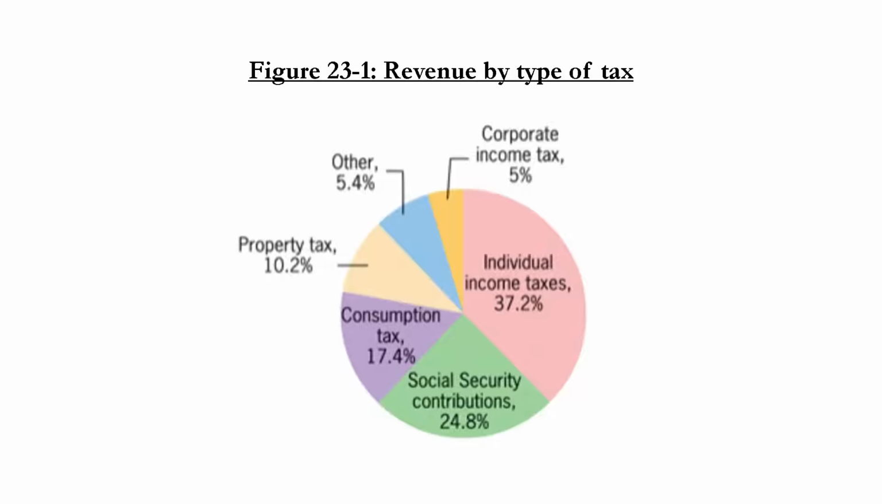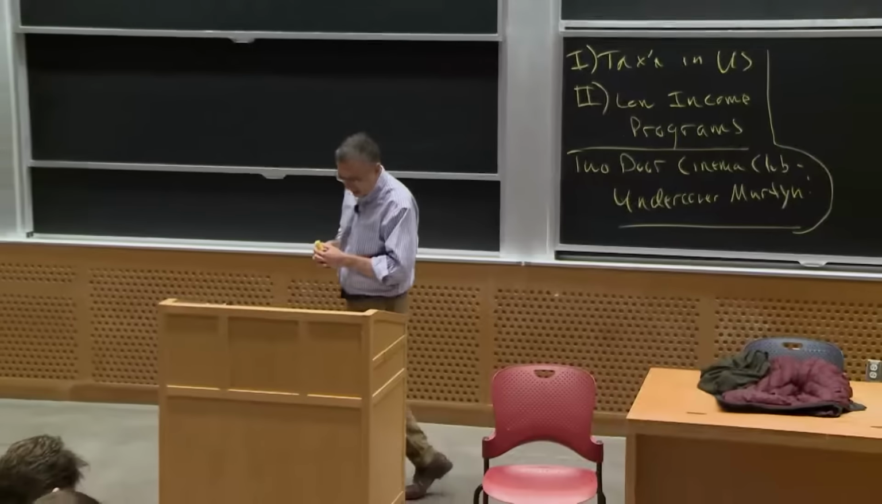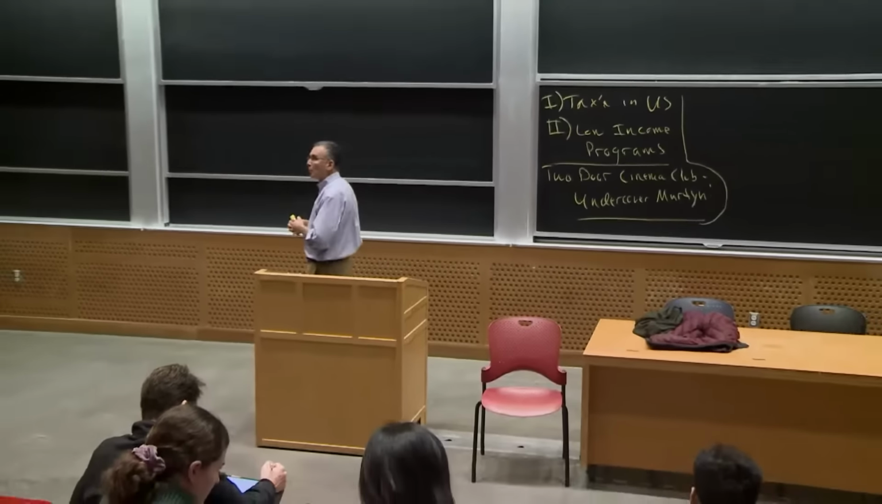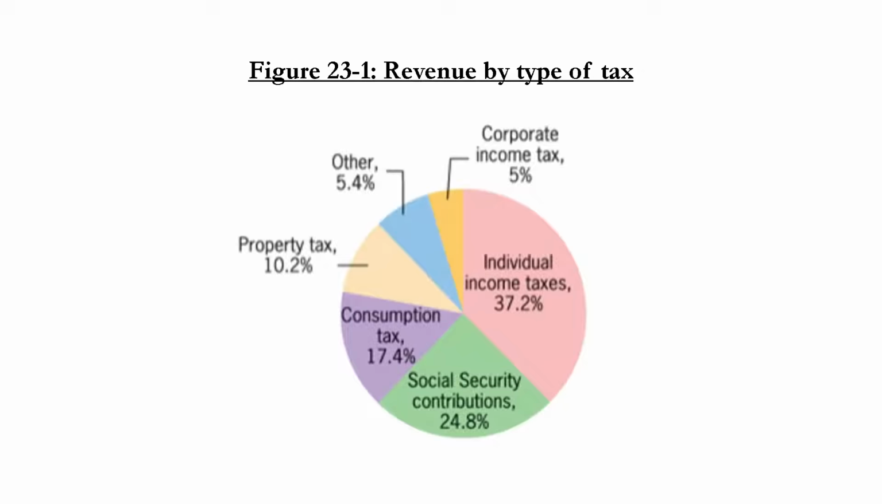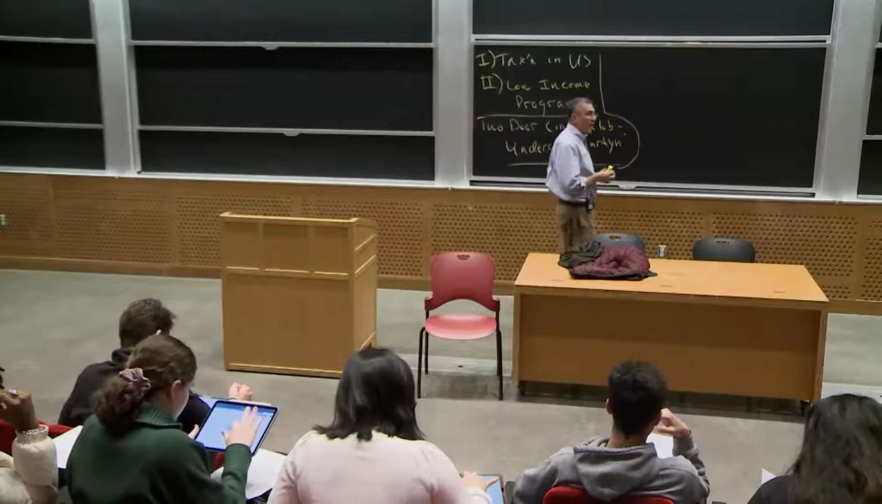The figures today will all be from my textbook. Figure 23.1 shows how we raise money in America. This is a simple pie chart. So about 37% of the money we raise in America is from individual income taxes. That's the taxes you file every April 15th. You probably haven't paid much yet, but you will when you're grown-ups. The next biggest is Social Security contributions. These are what we call payroll taxes.